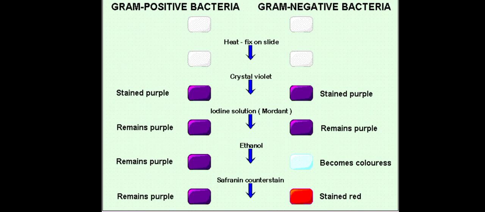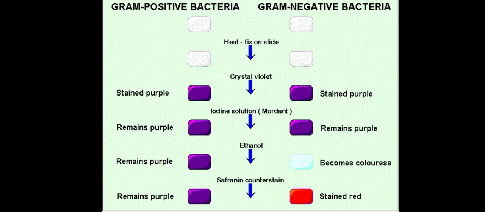Now after the application of 95% ethanol, the Gram positive bacterial cell, due to the presence of the thick peptidoglycan layer, remains purple or violet in color. But the Gram negative bacteria, due to the lipid bilayer, as larger pores are formed, there is the removal of the primary stain from these and they become colorless. Then after application of the counter stain, that is the safranin, the Gram positive cells remain purple in color, but the Gram negative bacteria are colored pink.